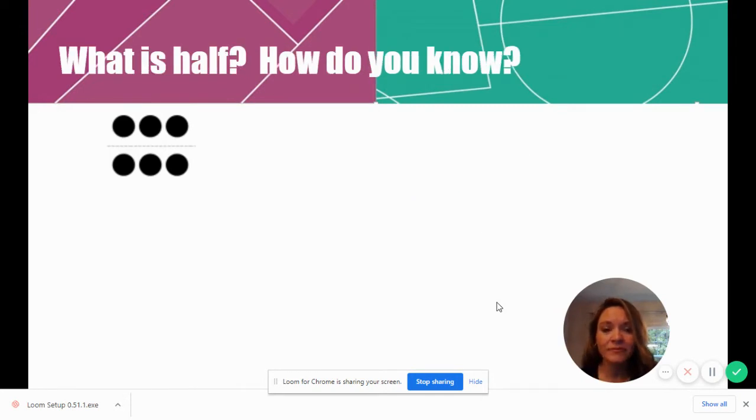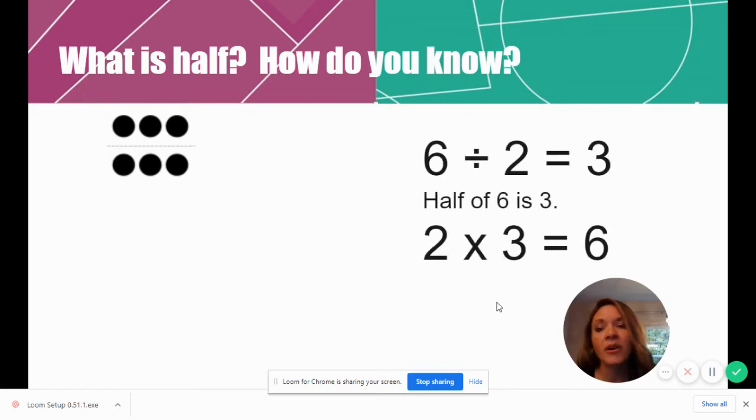What is half, and how do you know? Here we have 6 dots, and if we divide them into 2 equal groups, there are 3 dots in each group, because half of 6 equals 3. Our related multiplication fact, 2 times 3 equals 6, can help us figure out 6 divided by 2 equals 3.